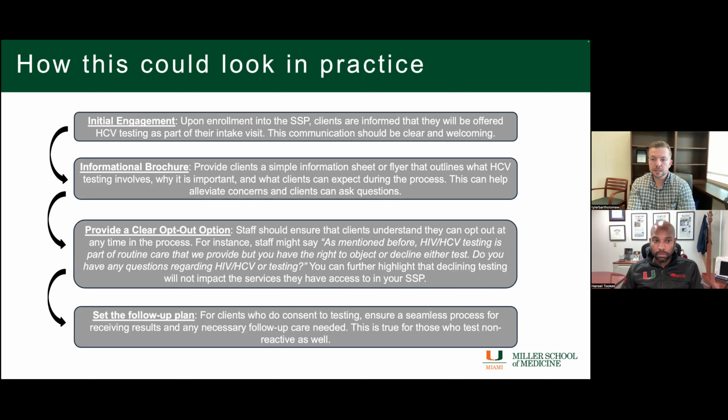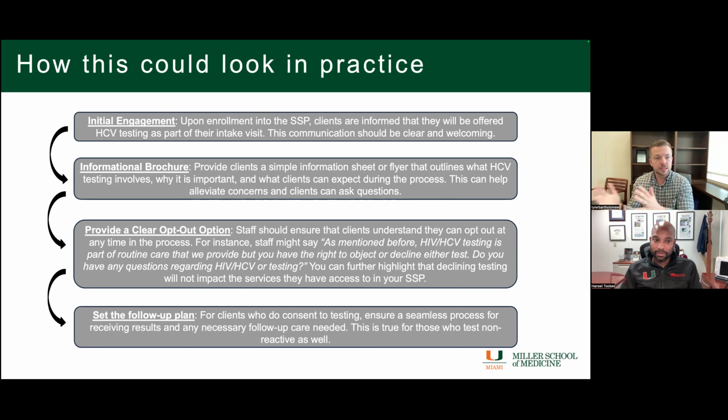So what could this testing approach look like in your SSP? This is just a simple workflow of how this could be implemented. When we think about initial engagement, this might be something upon enrollment into the SSP. Clients are informed that they will be offered HIV testing and hepatitis C testing as part of their intake visit. This communication should be clear and welcoming to individuals. I feel like SSPs are fundamentally amazing at doing these types of things.